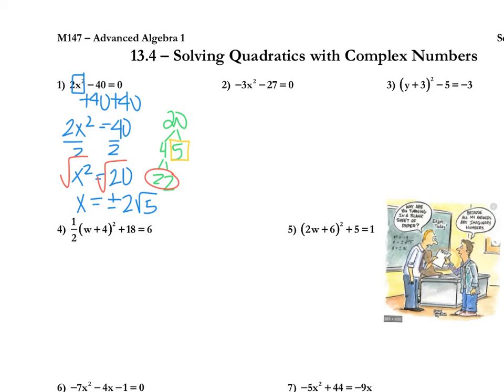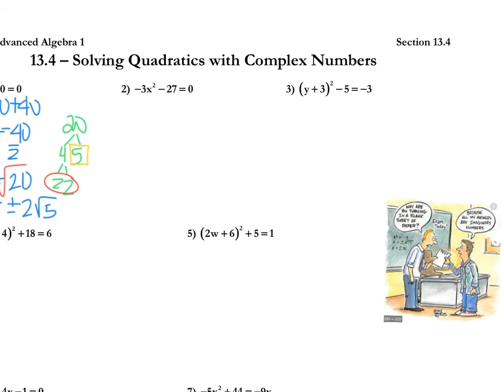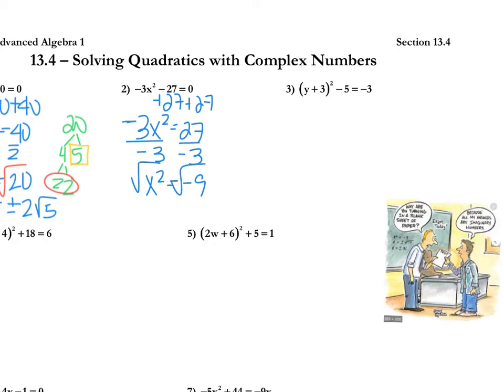Okay. All right, so let's take a look at number 2. So same thing, we're going to add 27 to both sides. So negative 3x squared equals 27. Divide by negative 3, and we get x squared equals negative 9. Now in the past, when we went to take the square root, we would say no solutions. Now that we know what imaginary number solutions are, we can solve this.